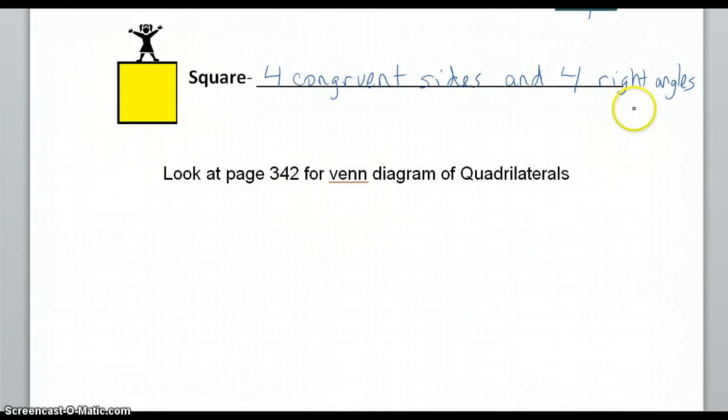If you look at page 342 in your book for a Venn diagram of all the quadrilaterals, it will explain a little bit more about how everything on this page is a quadrilateral. They all have 4 sides, but they have different relationships. Some of them have parallel sides or one set, some have 2 sets, things like that. And we will do more with the Venn diagram in class tomorrow.